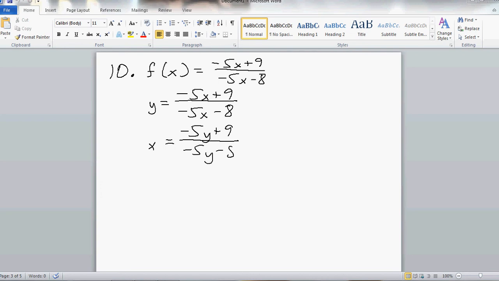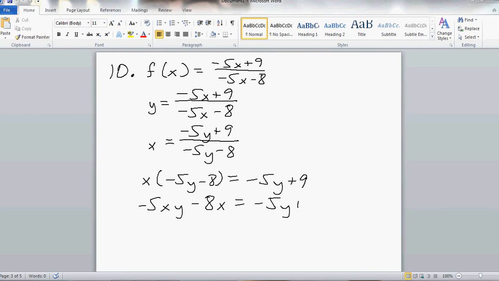This one's not going to be quite as much fun, but realize the next thing we can do is multiply both sides by negative 5y minus 8. And so that'll be x times negative 5y minus 8 equals negative 5y plus 9. Distribute the x: negative 5xy minus 8x equals negative 5y plus 9.